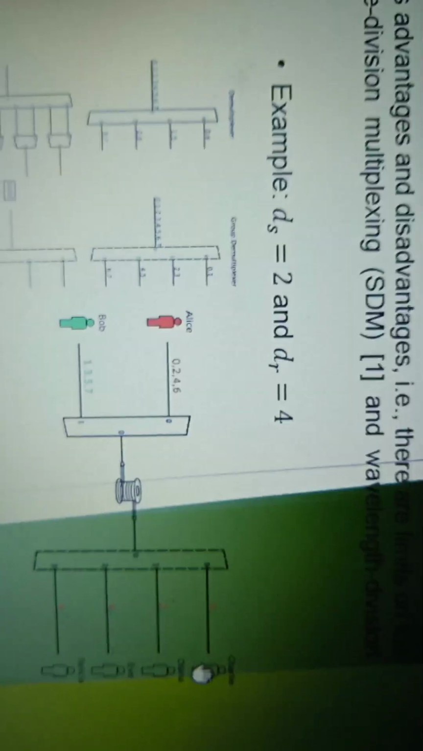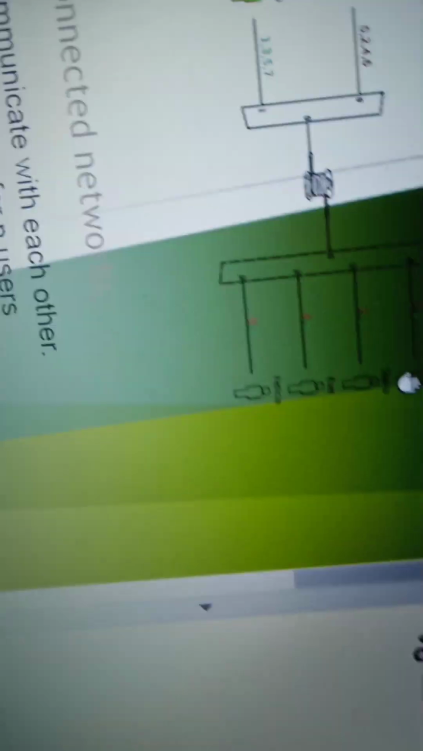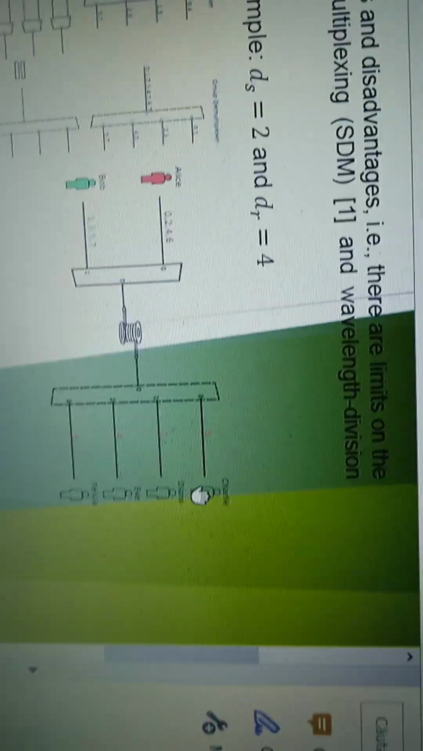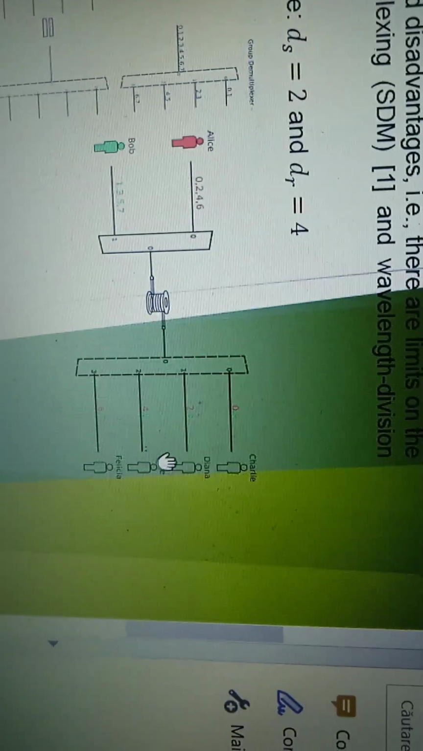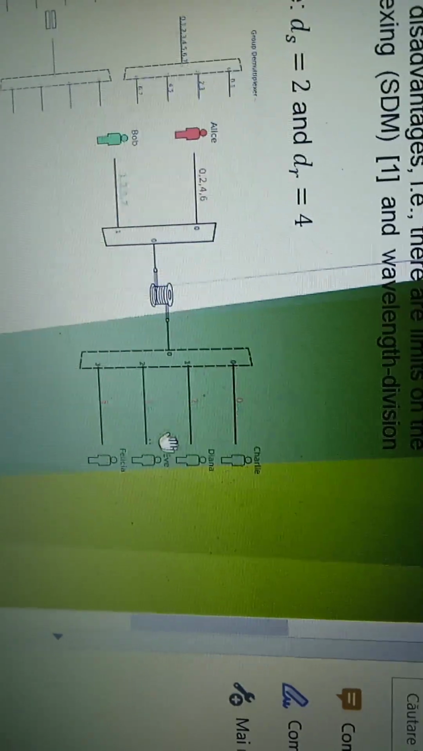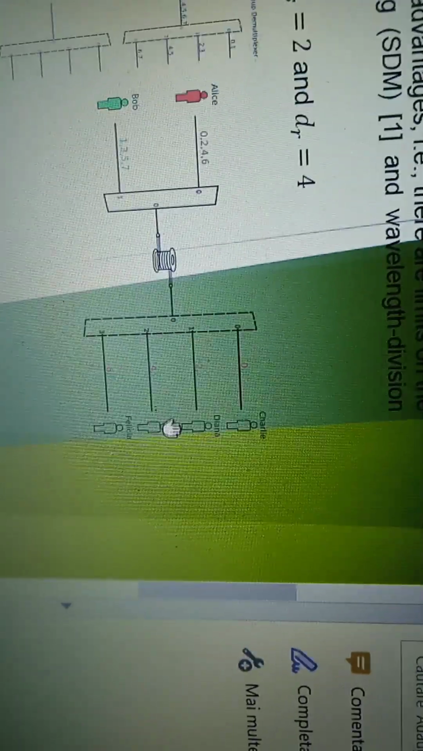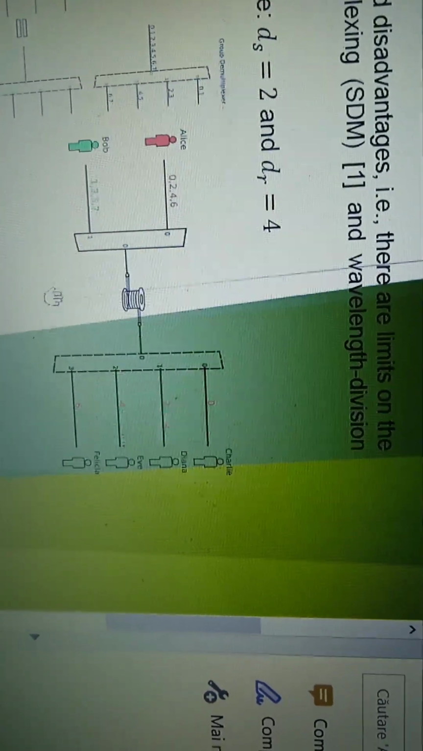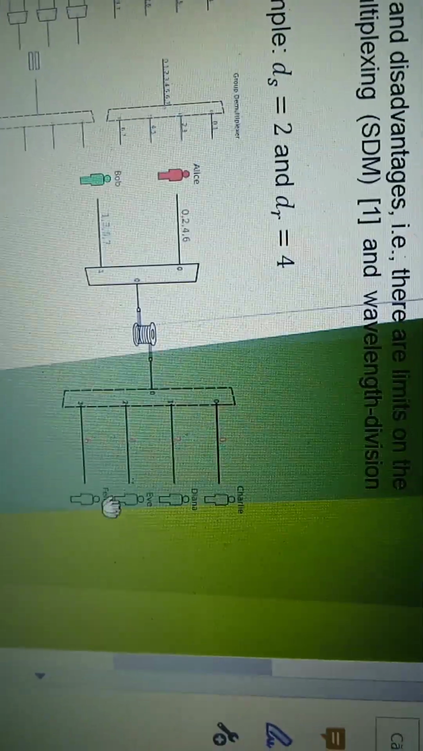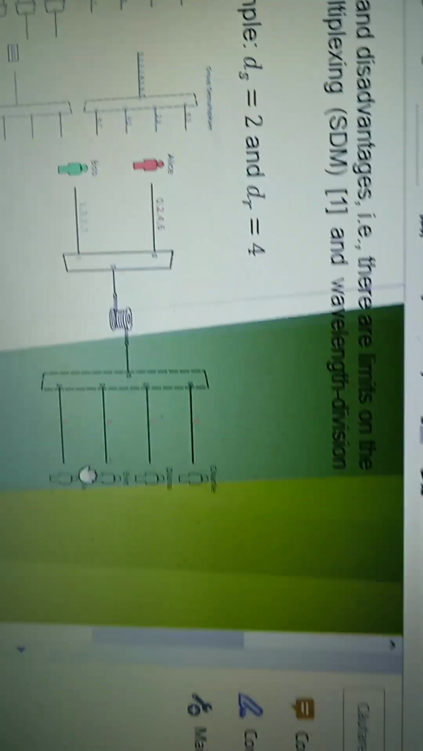If Bob wants to communicate with Charlie, he has to prepare the state 1. If he wants to communicate with Diana, he has to prepare the state 3. If he wants to communicate with Eve, he has to prepare the state 5. And if he wants to communicate with Felicia, he has to prepare the state 7.